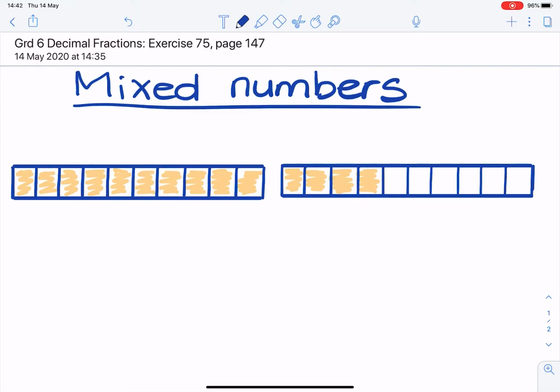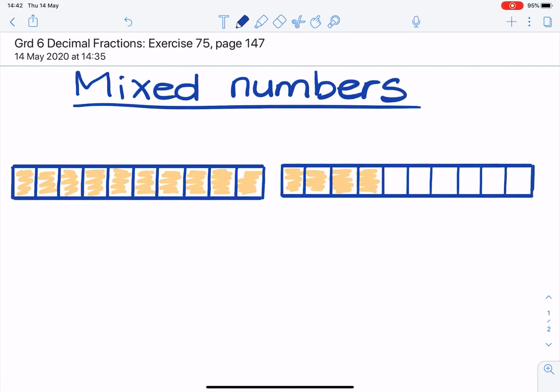Now in front of me and you there is a chocolate bar or two. You can see that I've eaten the whole of the first chocolate bar, but I've only eaten 4 pieces out of the second chocolate bar. So now how are we going to write that as a fraction? Well, there are different ways.